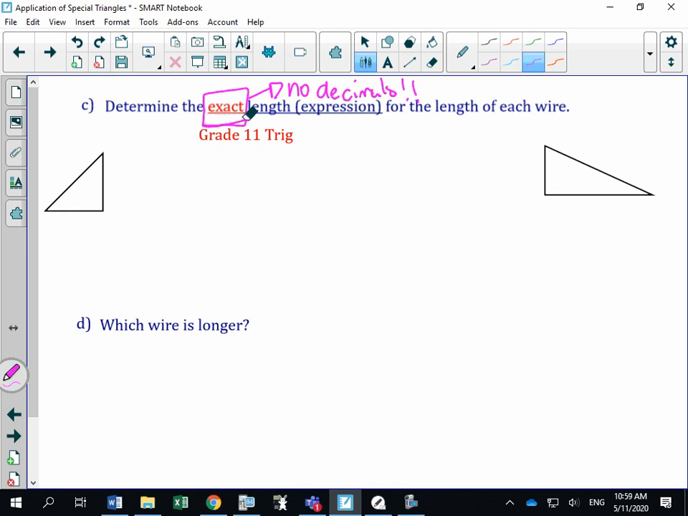So wire 1, I had called this x. They told me that this was 45 degrees. This was 35 meters. And here's 90. So let's set this up one more time really quickly. According to 45 degrees, that would be my opposite and my hypotenuse. And we had the sine of 45 degrees is equal to 35 over x.